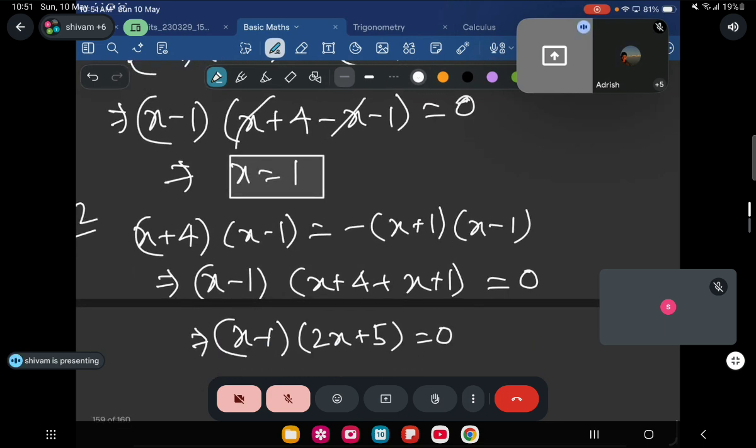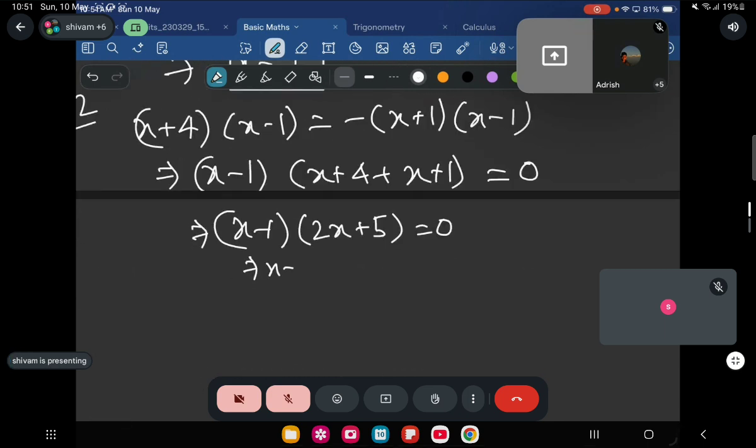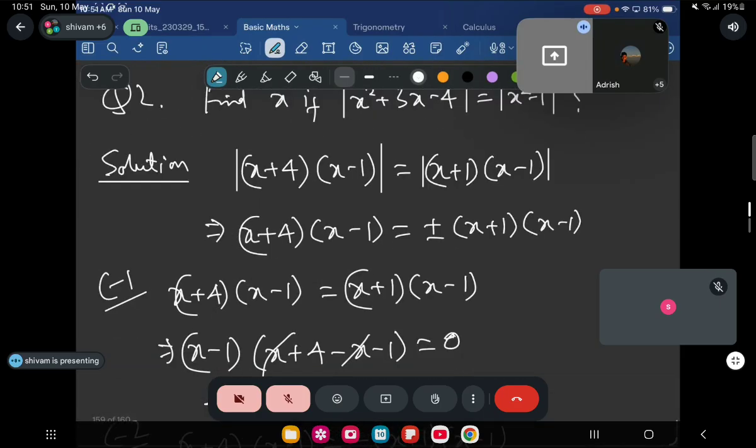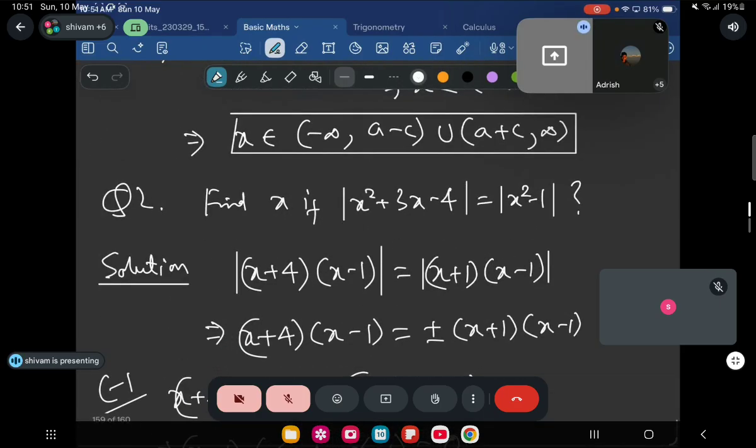So from here x equal to 1 and minus 5 by 2. You already got 1. Therefore x has to be equal to 1 comma minus 5 by 2. Okay. Now after this, your task is not done over here. You have to check whether it will satisfy or not. x equal to 1 will satisfy, that is okay. When you substitute x equal to 1, both sides are 0. Let us check with x equal to minus 5 by 2, okay?